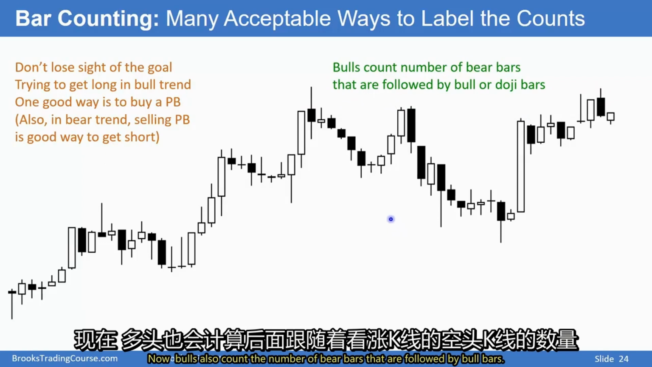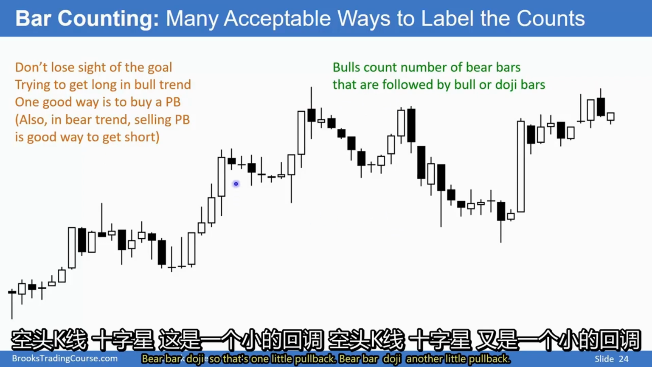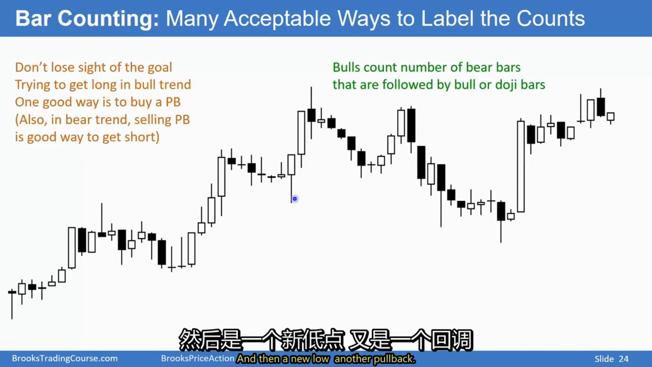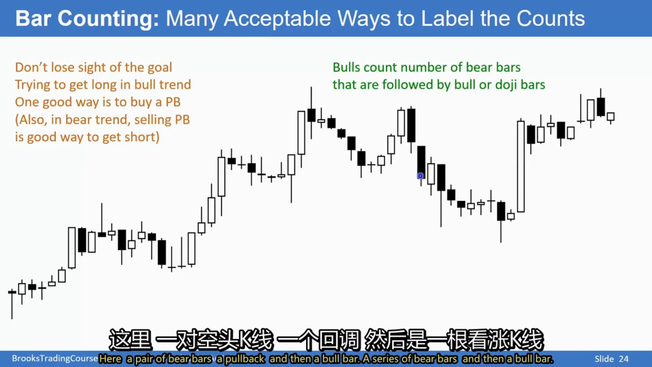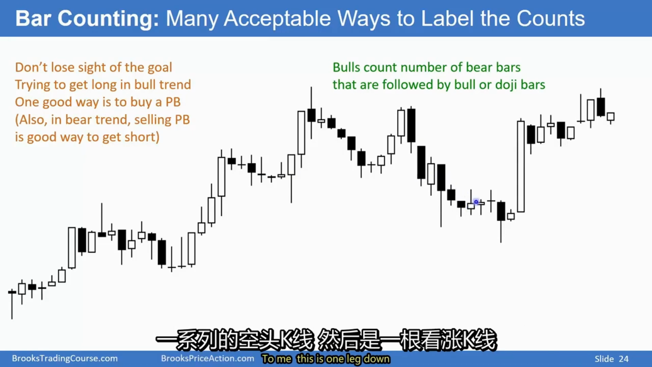Now, bulls also count the number of bear bars that are followed by bull bars. Bear bar, doji, so that's one little pullback. Bear bar, doji, another little pullback, and then a new low, another pullback. Here, a pair of bear bars, pullback, and then a bull bar. A series of bear bars, and then a bull bar.